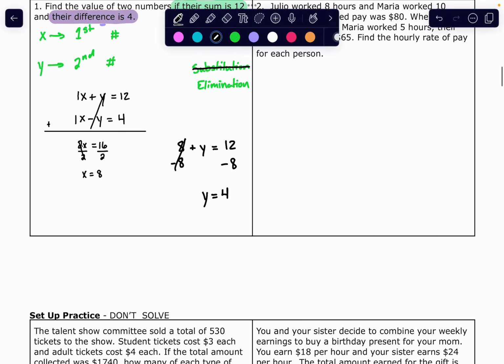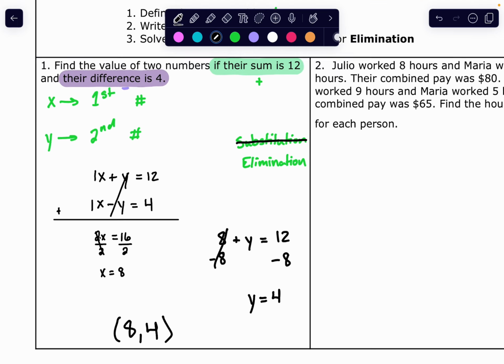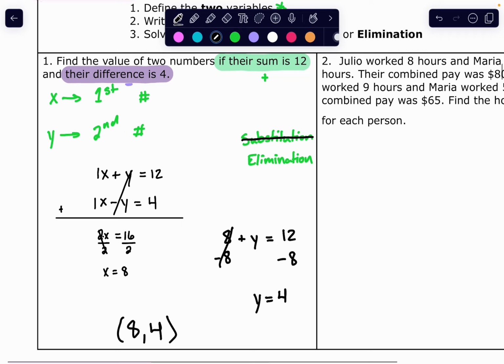Last step, write your answers as an ordered pair. And before you leave a problem, you should ask yourself, does it make sense? Remember, we're solving a word problem here. Is the sum of these two numbers 12? Is the difference of 8 and 4, 4? Yes, we can move on.